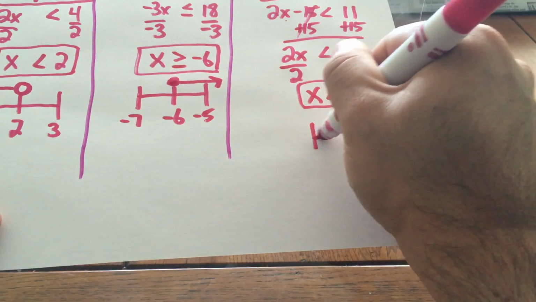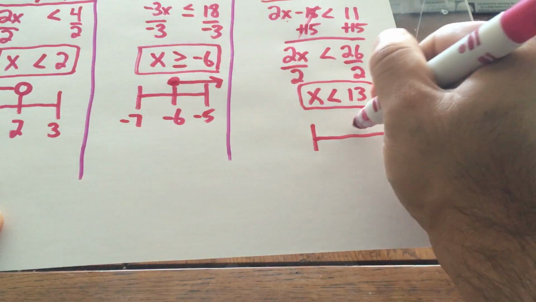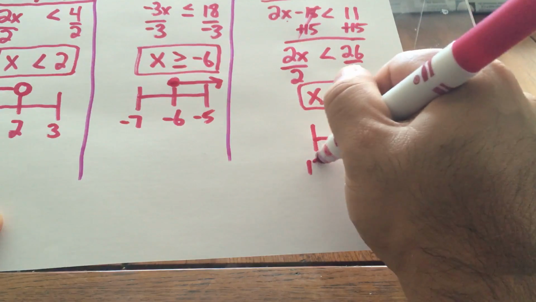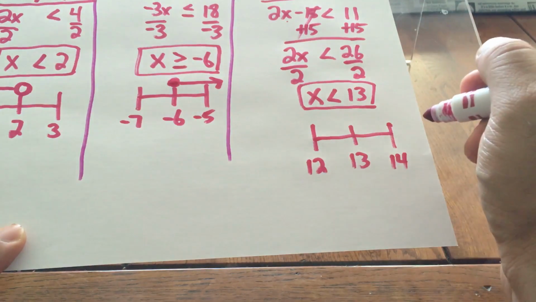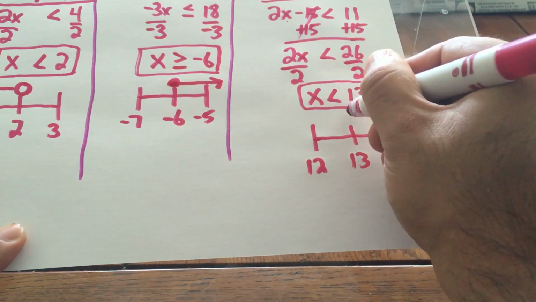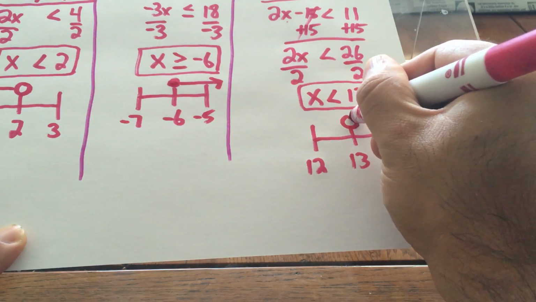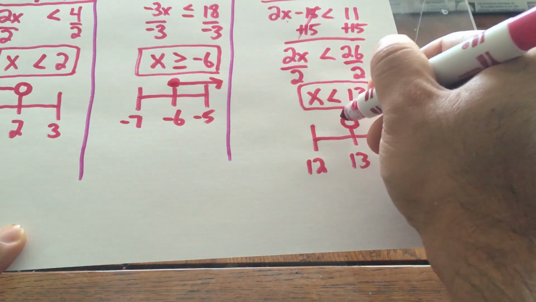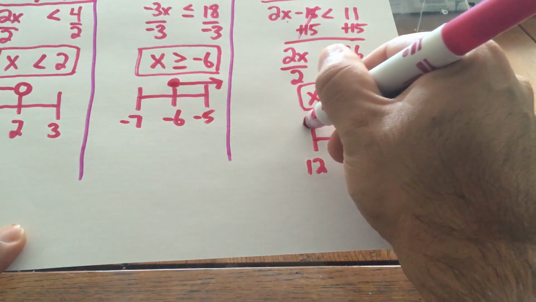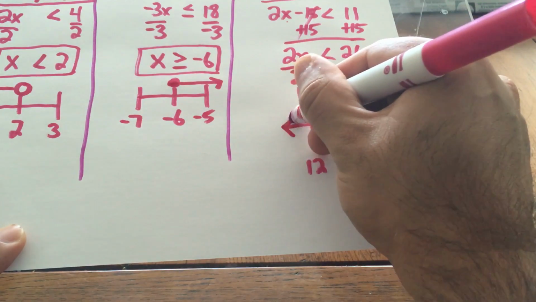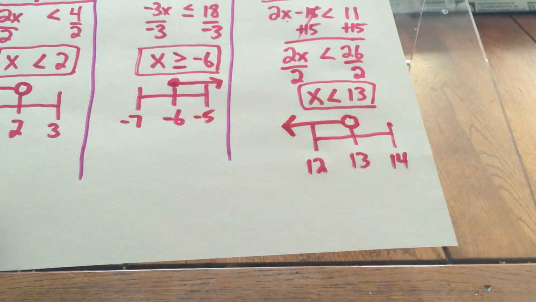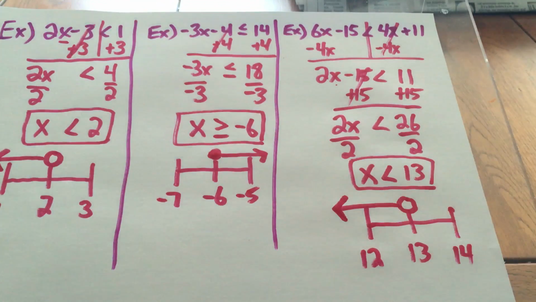And just to show you one more graphic example, 13, 12, 14. This doesn't have an equal sign under it, so it has an open circle. It is less than, so that means that all the solutions are going to fall to the left of that circle. My arrow points to the left. If you have any questions, bring them to class.